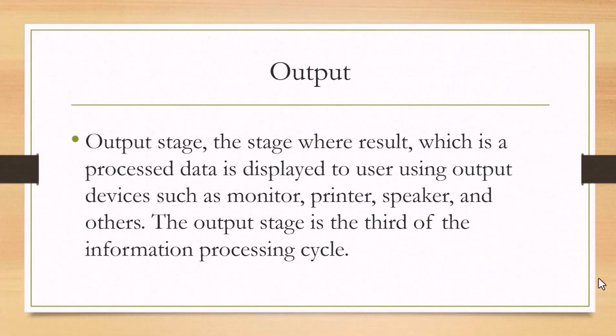Outputs. Output stage. The stage where results, which is processed data, is displayed to the user using output devices such as monitor, printer, speaker, and others. The output stage is the third of the information processing cycle.